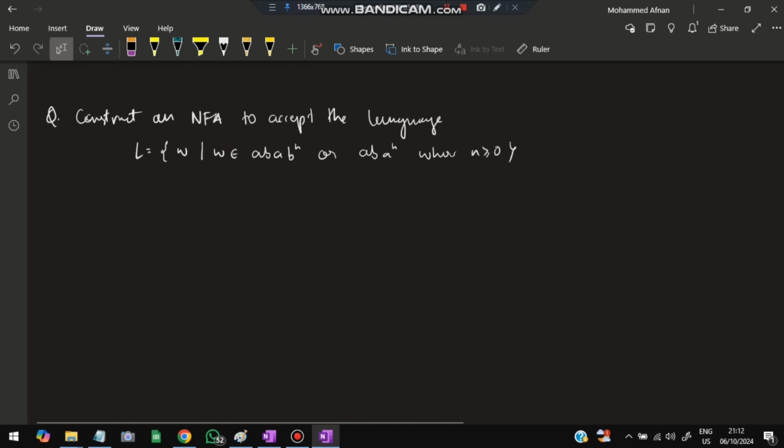Okay, consider an NFA to accept the language W equal to (AB)^N or (ABA)^N where N is greater than or equal to 0. Okay, so what is the language here?